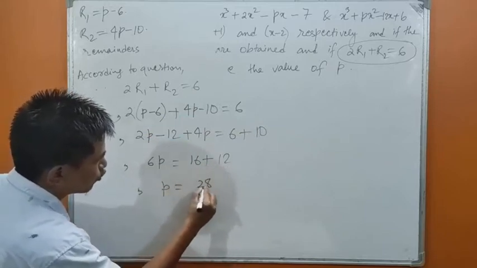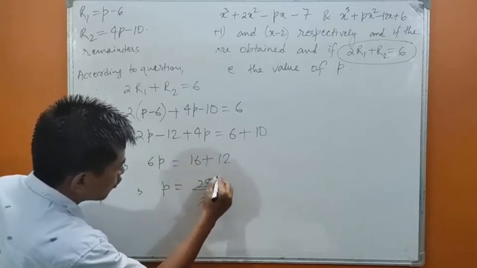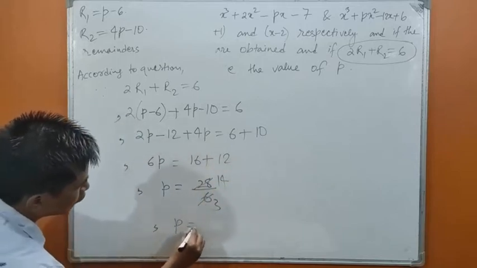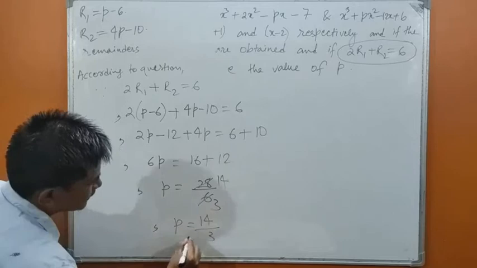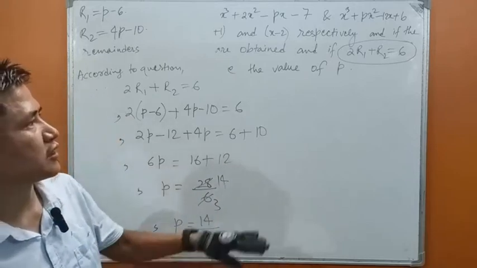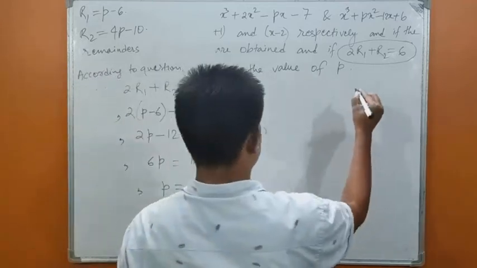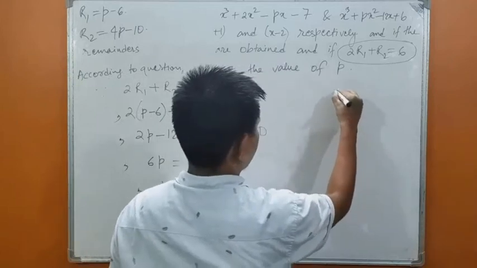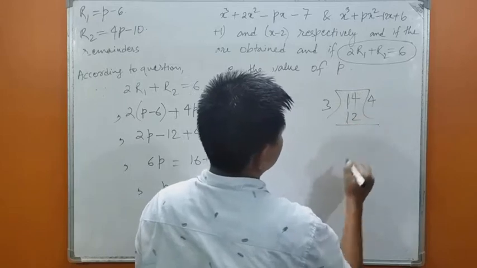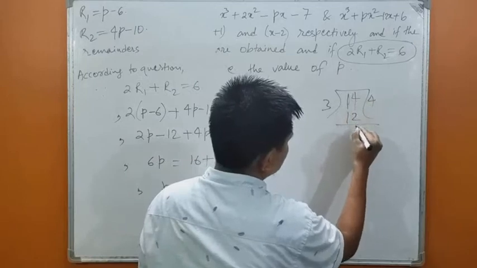So 6p equals 28, and p equals 28 divided by 6, isn't it? 2 threes are 6, 2 ones are 2, 2 fours are 8. So p equals 14 upon 3. And this is an improper fraction because 14 is greater than 3, the denominator. So we must convert this type of fraction into a mixed fraction, isn't it? So let us divide 14 by 3. 3 fours are 12, 3 fives are 15, so we must take 3 fours are 12. 14 minus 12 is 2.